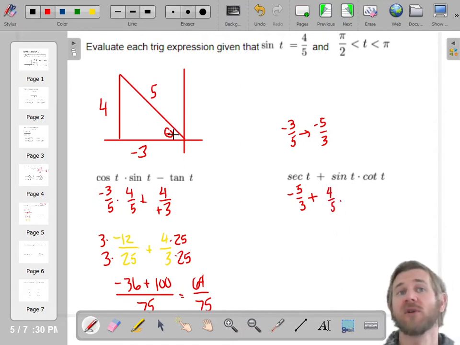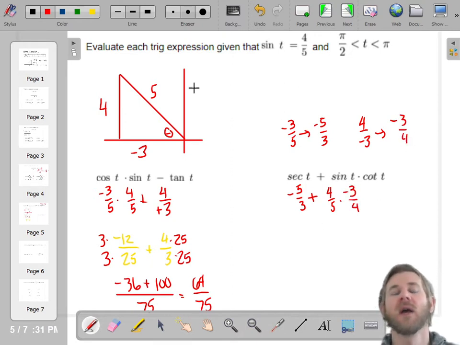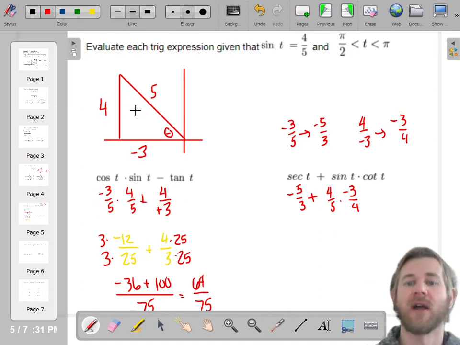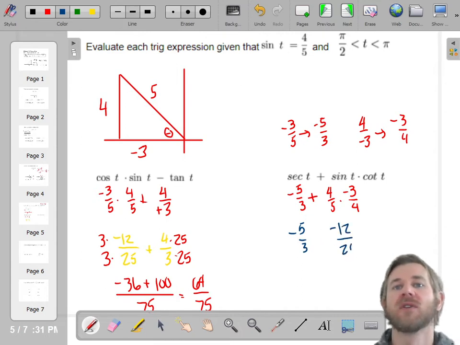Cotangent is the reciprocal of tangent. So instead of opposite over adjacent, instead of 4 over negative 3, we're going to say negative 3 over 4. So that's negative 3 over 4. Another way of thinking about that is adjacent over opposite. We're going to do the same thing. Negative 5/3 minus 12 over 20.